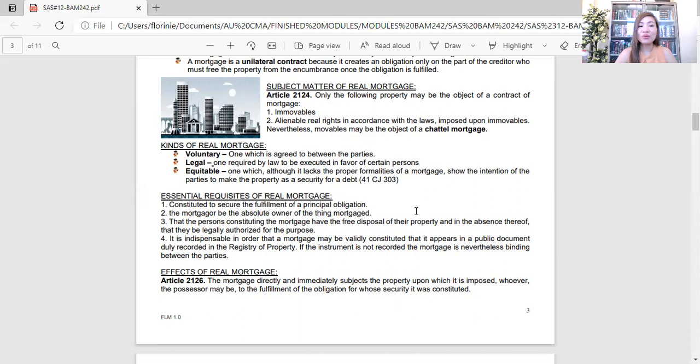Ayan. Next, legal. One required by law to be executed in favor of certain persons. And then we have equitable mortgage. Ayan. One which, although it lacks the proper formalities of a mortgage, show the intention of the parties to make the property as a security for a debt. Ito kasi yung presumption. Importanteng malaman nyo.